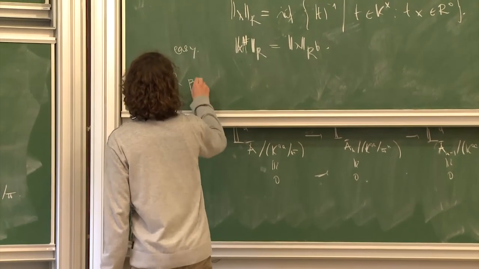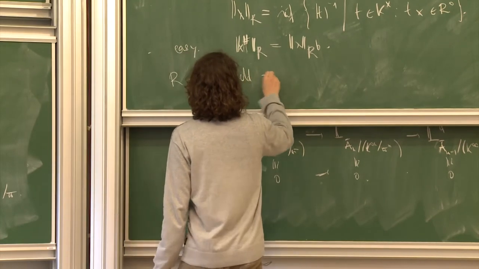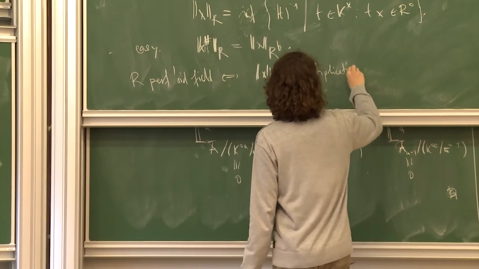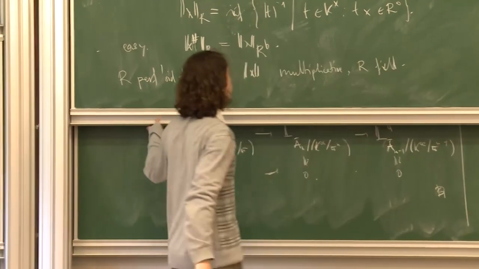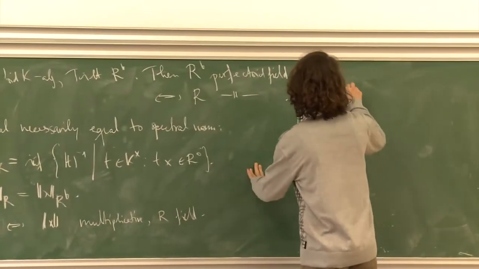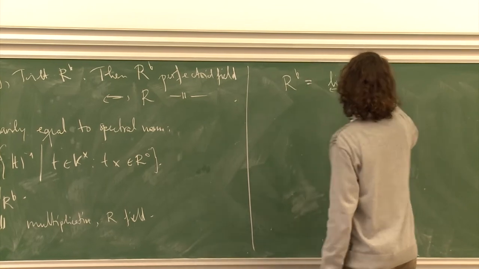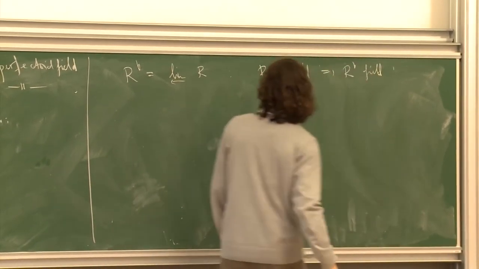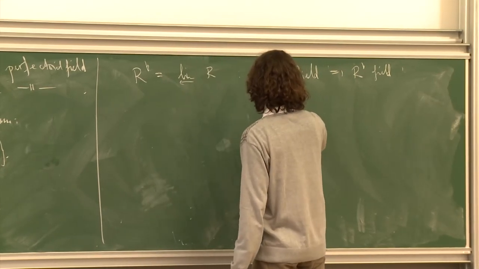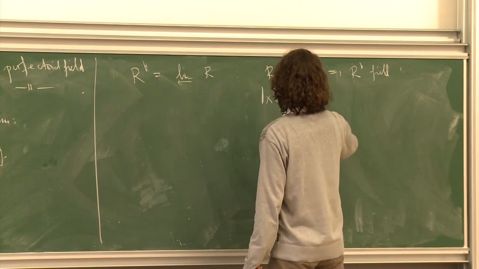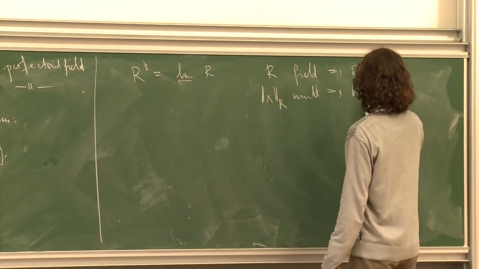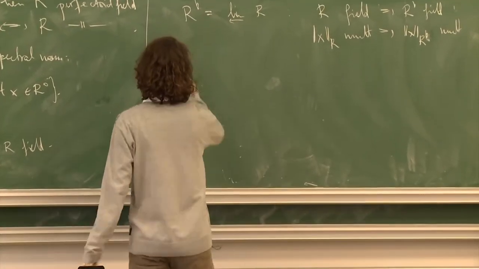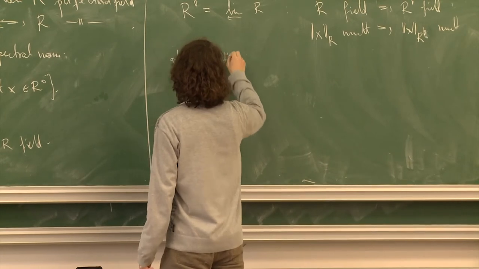It's also easy to see that R is a perfectoid field if and only if this is multiplicative and R is a field. And because R flat is the inverse limit of R, it follows that if R is a field, then R flat is a field. And it's also true that if this is multiplicative, then by this formula, this thing is multiplicative. So one gets one direction, and the other direction is also not hard, but I leave it as an exercise.